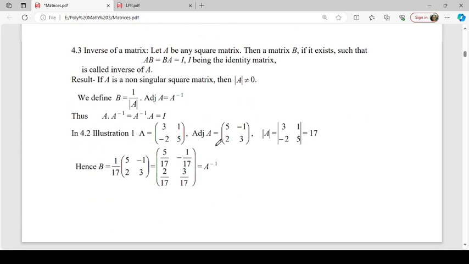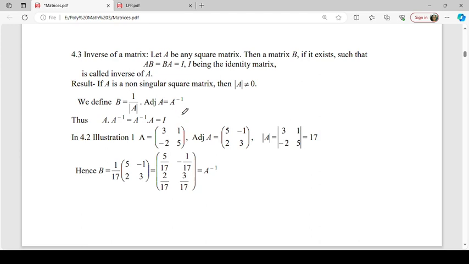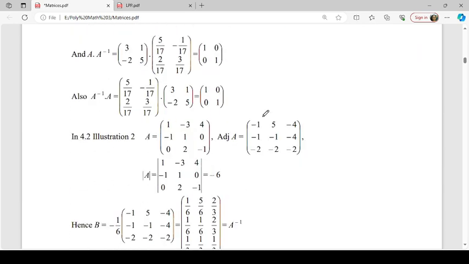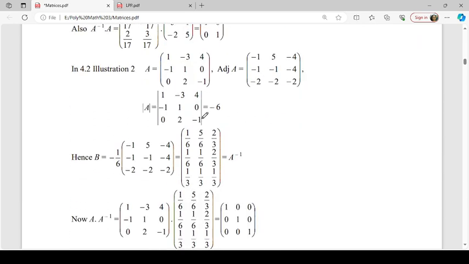So to find the inverse of a matrix, first we have to find the determinant of it. If the determinant is 0, then we need not find the inverse, because it doesn't exist. If it is non-zero, then we find the adjoint, the cofactor matrix, and then we have 1 by determinant A into adjoint of A. So these are examples of finding these.